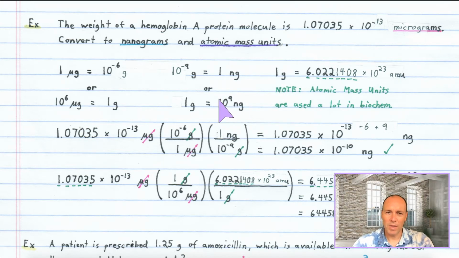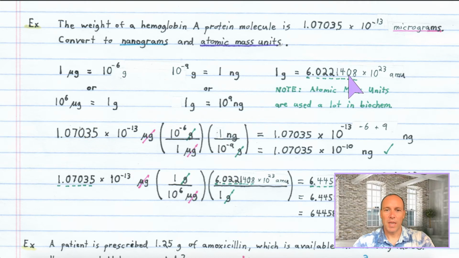So they're much, much smaller than nanograms. It takes 10 to the 9 nanograms to equal a gram, and 10 to the 6 micrograms to equal a gram. But look how many atomic mass units it takes. 6.022140 times 10 to the 23rd atomic mass units equals a gram. So these are way smaller than either of those. So this is the relation between grams and atomic mass units.